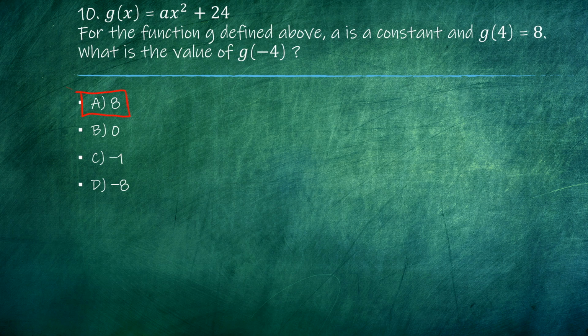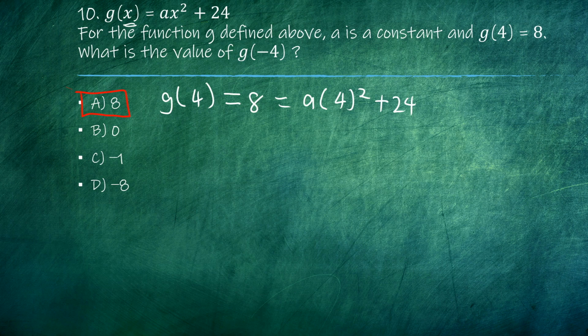So to solve this equation, there are multiple ways. One way you can do is, we know that g of 4 means that when x is 4, it gives us 8. So we know that g of 4 is equal to a times 4 squared plus 24. And next we can solve for a, and then once we know what a is, we can plug negative 4 in for x and solve for g of x.